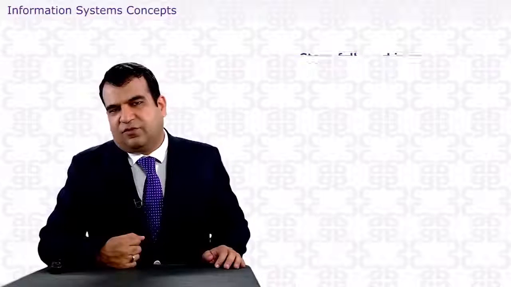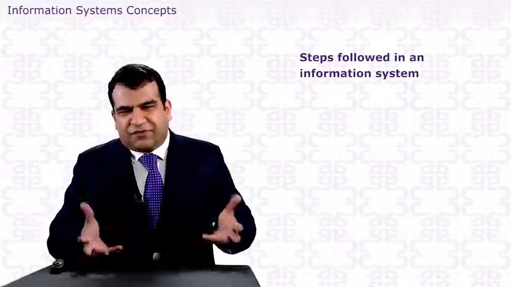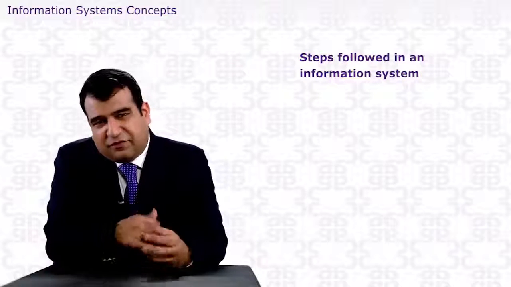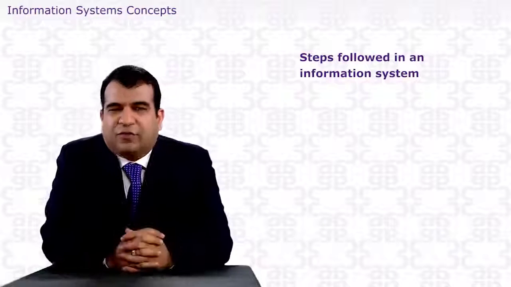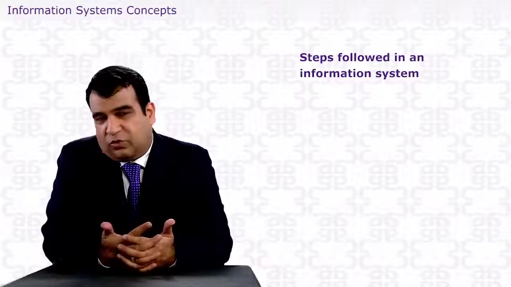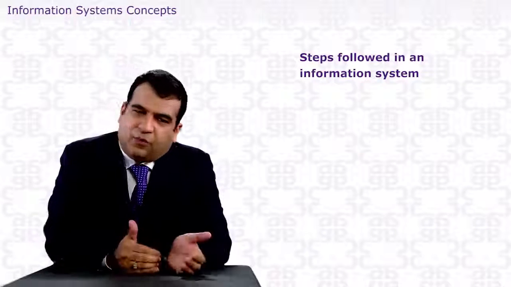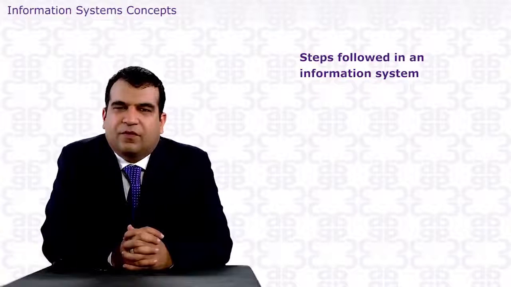Along with the general model of a system, another concept that comes in is the steps followed in an information system. This is not very different from a general model. In fact, I would say this is a different version of the general model of a system. What could be these steps? These steps are the input step, processing step and output step.